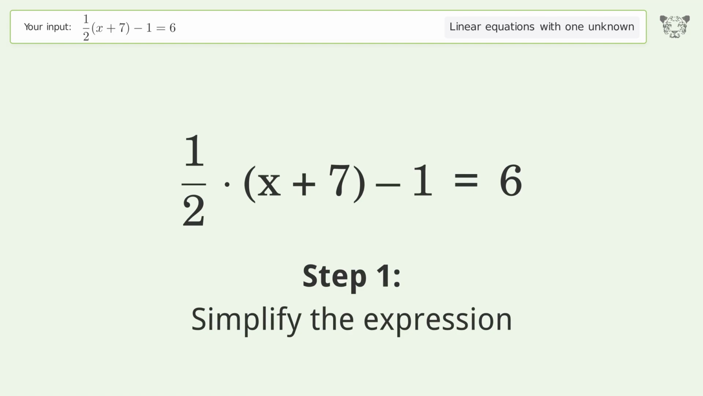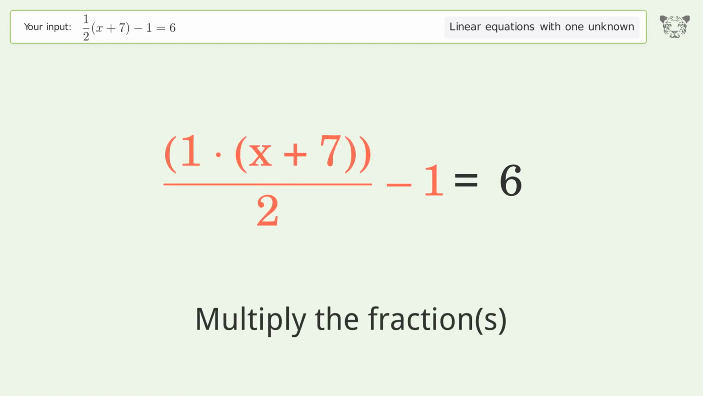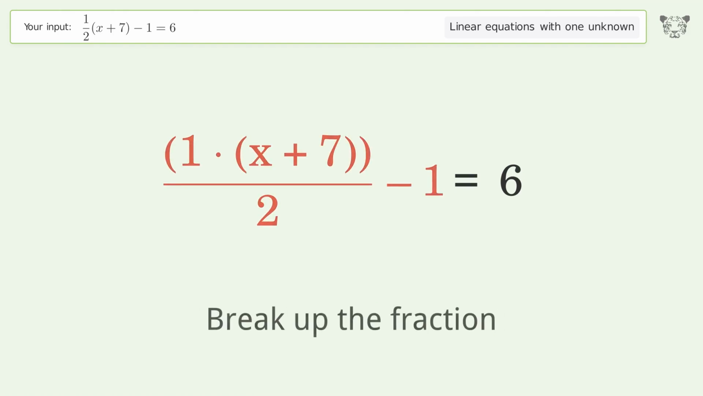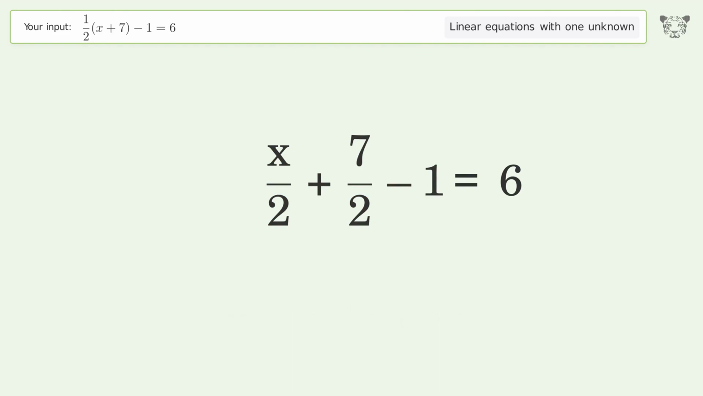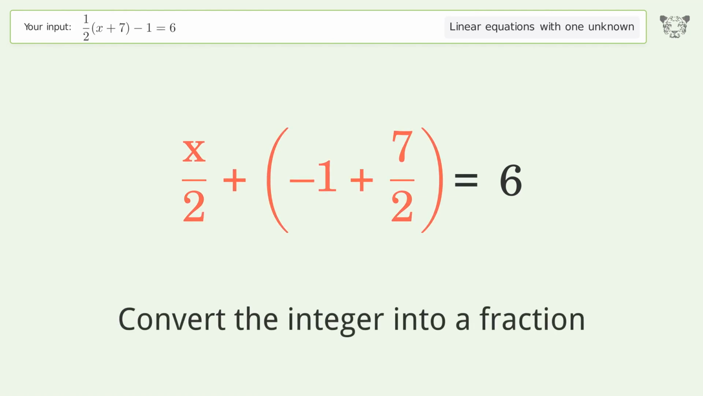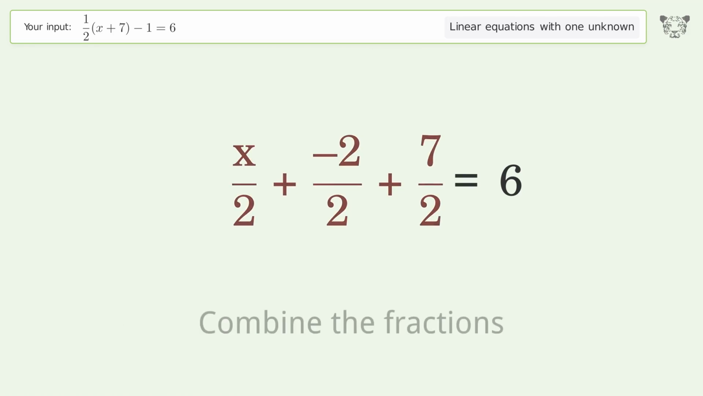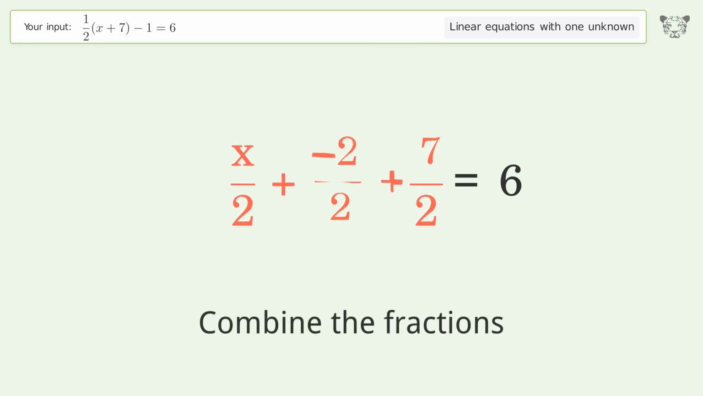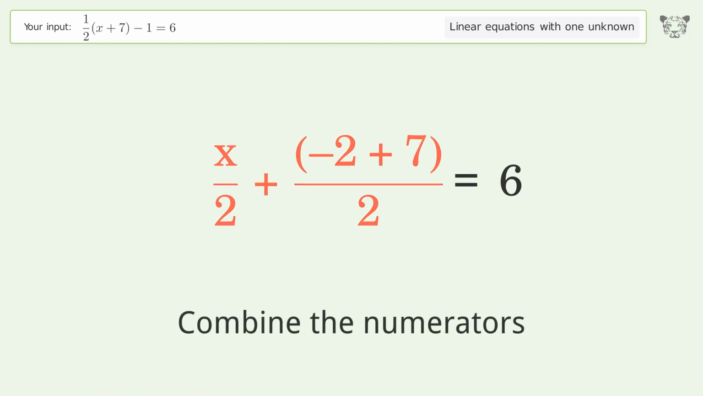Simplify the expression. Multiply the fractions. Break up the fraction. Group like terms. Convert the integer into a fraction. Combine the fractions. Combine the numerators.